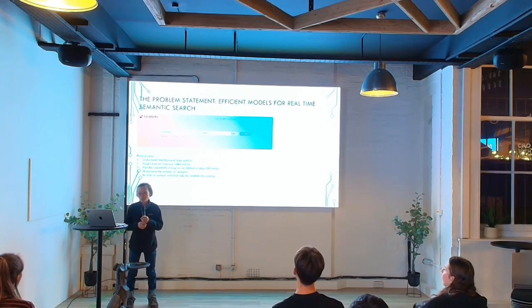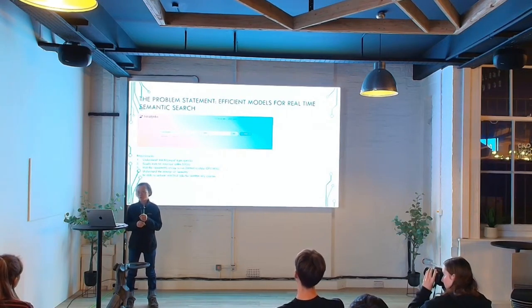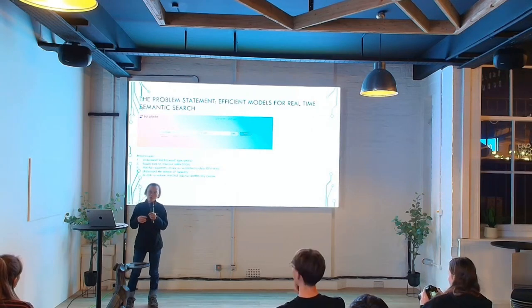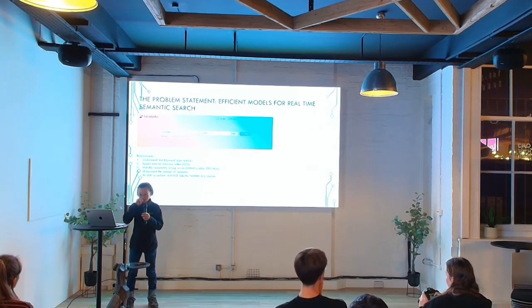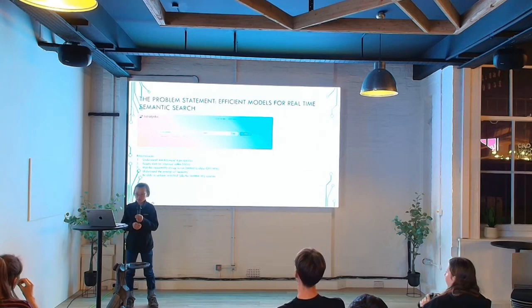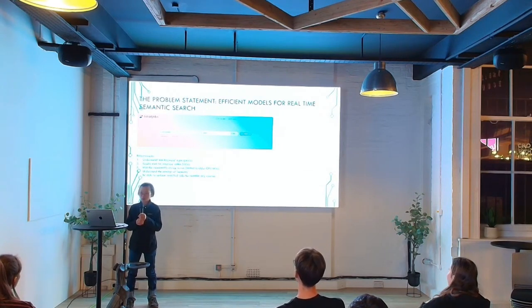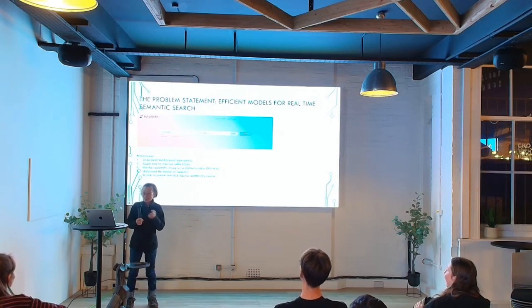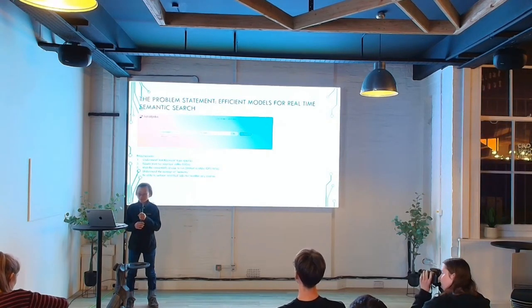So the problem statement is: how do we have efficient models for real-time semantic search? For example, if you land on Total Jobs and you are searching for a job position, you might say data scientist in London. This sort of thing is quite easy, almost like keyword search. But what if you say, I want to work outdoors, preferably for someone rich? Then a keyword search might not give you the most relevant thing in the world.